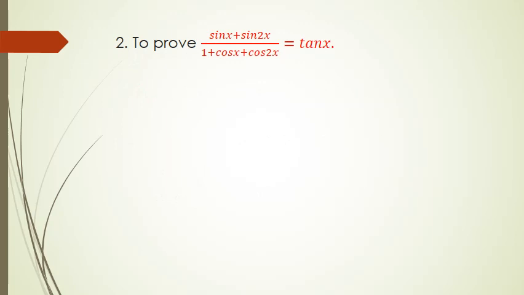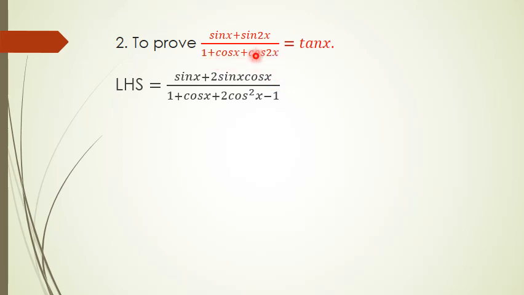Number 2, to prove sin x plus sin 2x all over 1 plus cos x plus cos 2x equal to tan x. Clearly we have to start from the left hand side, since the right hand side is very simple. That's left hand side. We have a double angle here for sin 2x, and there is only one way of replacing that. So that's sin x plus 2 sin x cos x.